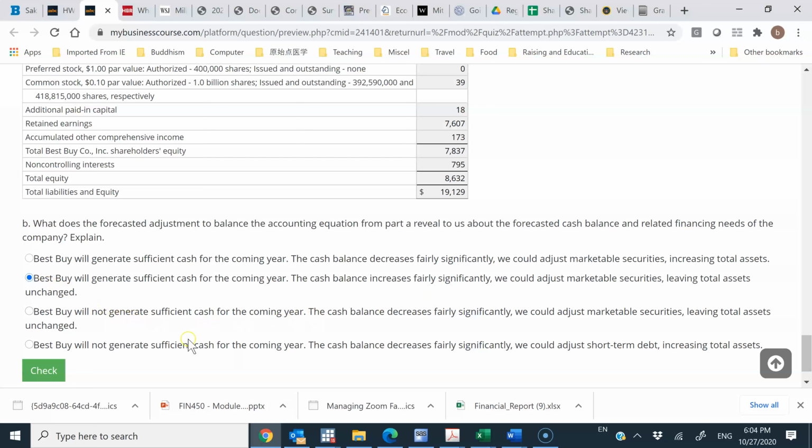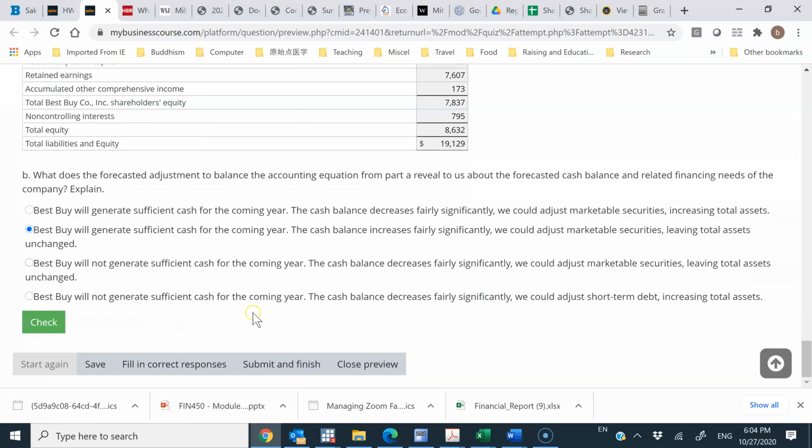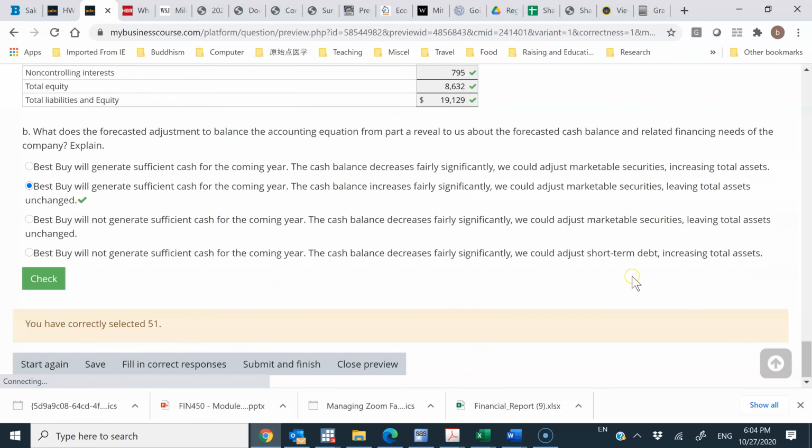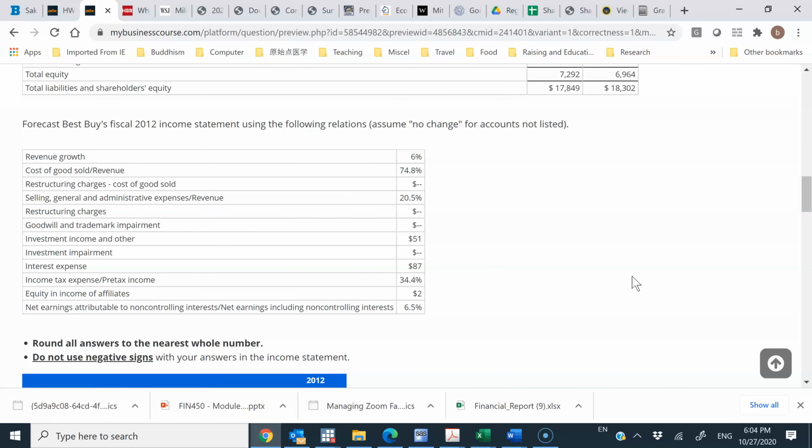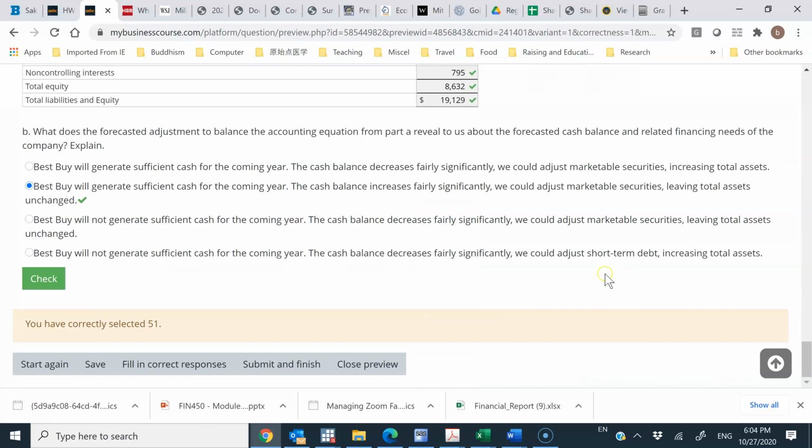And if you continue to read the other choices here, you can see that the last two choices don't match our cash balance amount, right? So now we can check our answer. I guess we have done this question correctly.